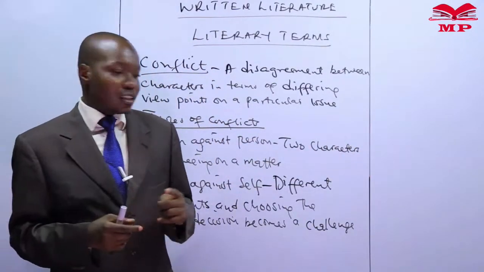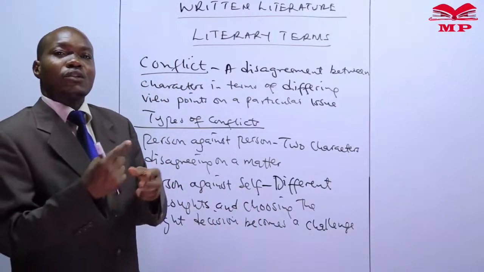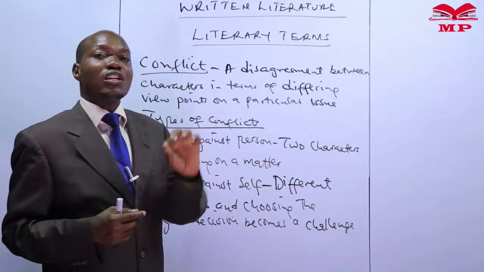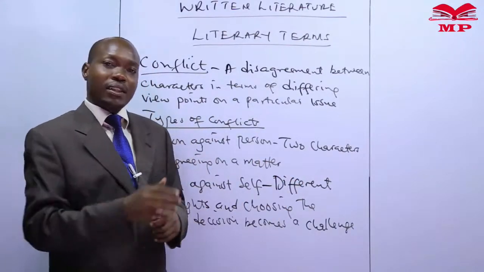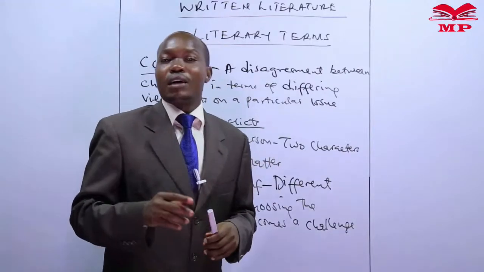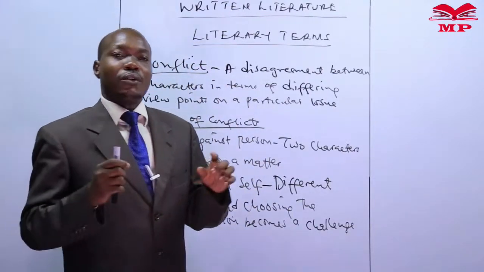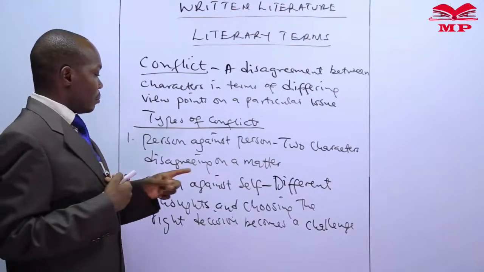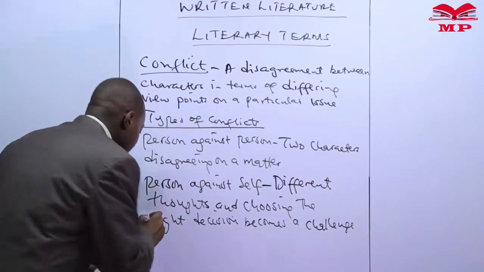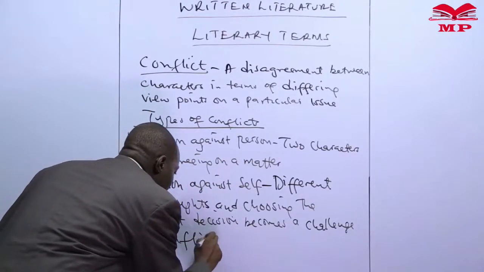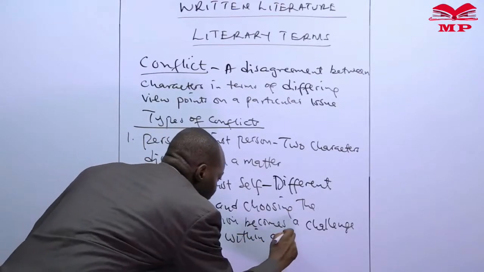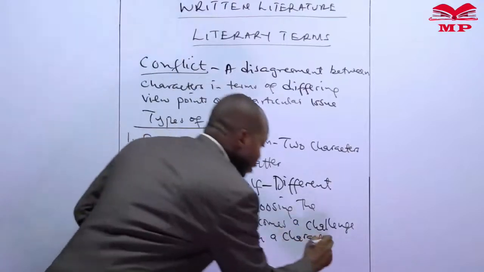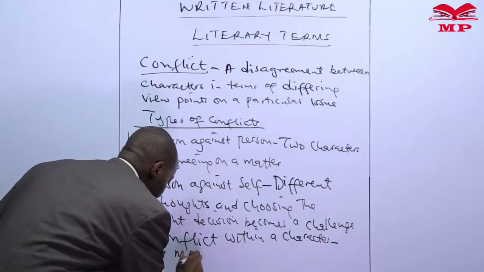So in such a case, this person has two voices in his mind. One tells him what your boss has told you to do is unethical, is wrong. But the other tells him, if you don't do it, you might end up losing your job. Now, that is a conflict within you. Person against self. So this is a conflict within a character. And in most cases, it's always of a moral nature.